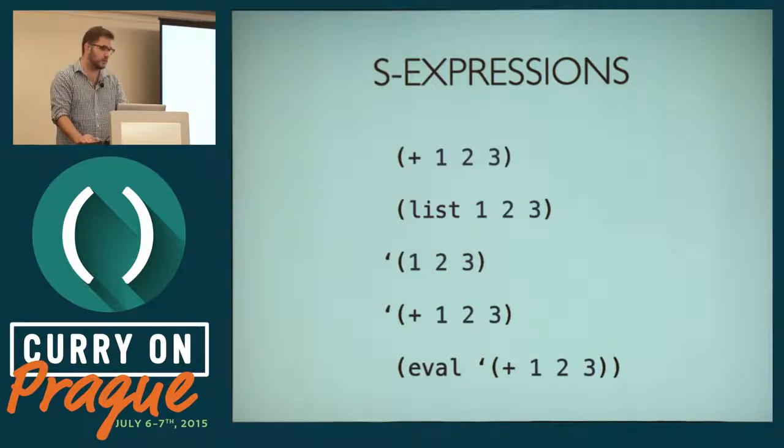We can also create a list of 1, 2, and 3 by calling the list function. We can quote that and get a similar effect. We can also quote the addition. In this case, the plus sign is a symbol, not the actual addition operator. In order to figure out what that means, we need to resolve it, which is what eval does when we evaluate that quoted form.